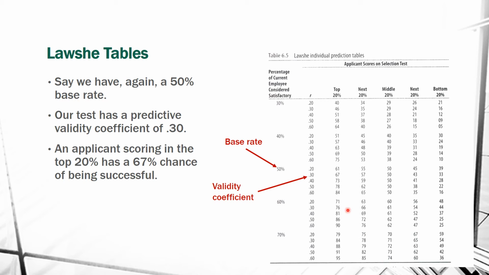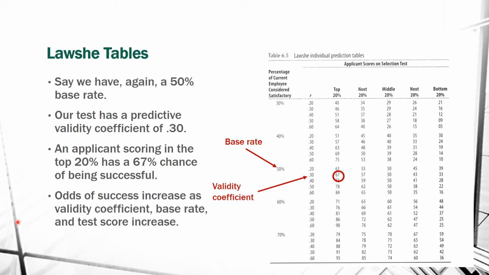If we have an applicant who comes in scoring in the top 20%, that person has a 67% chance to be successful. If they were an applicant scoring in the middle 20%, they only have about a 50-50 chance of being successful. But if somebody scores down here in the bottom 20%, we know they've only got a 1 in 3 chance of being successful. And so we can weigh those odds as we decide whether or not to hire that applicant. So there's our 67% chance of success in here.